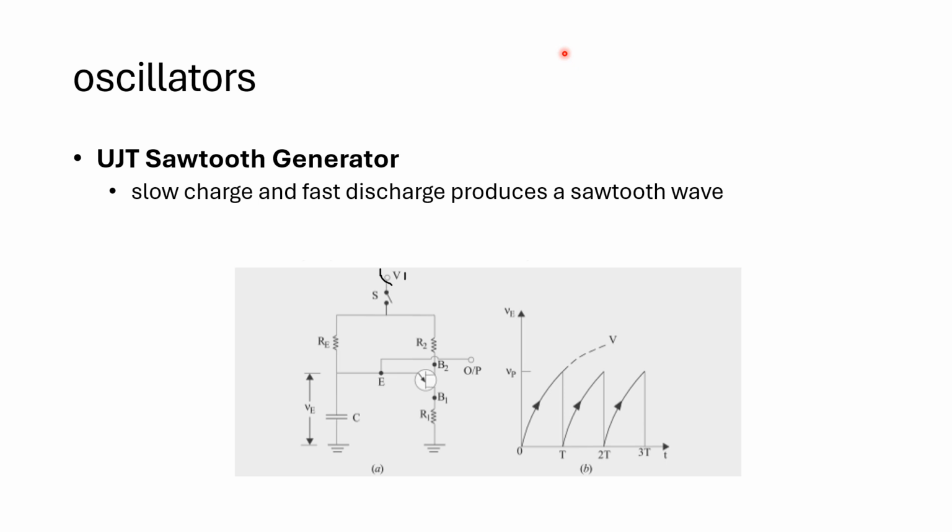At the same time, your C, okay, so where is our C? Your C here begins to get charged through RE, and the voltage across it increases exponentially. So this is the exponential change in our voltage with respect to time towards target voltage V. Okay, so when your capacitor voltage is equal to the emitter firing or peak point voltage or VP, okay?